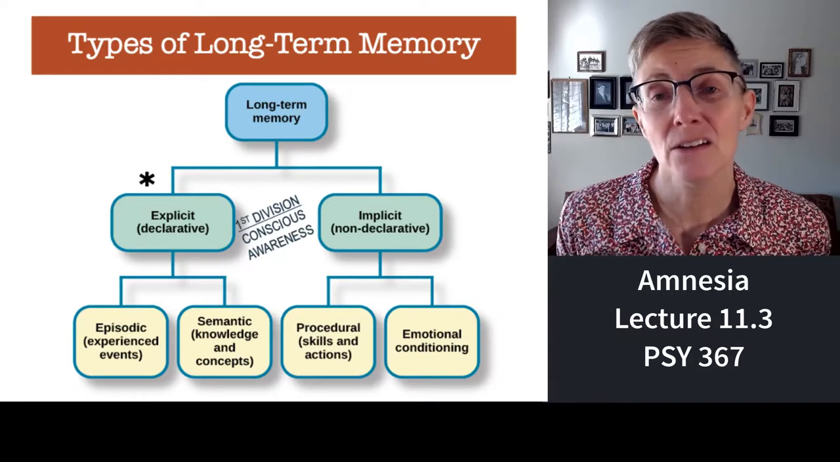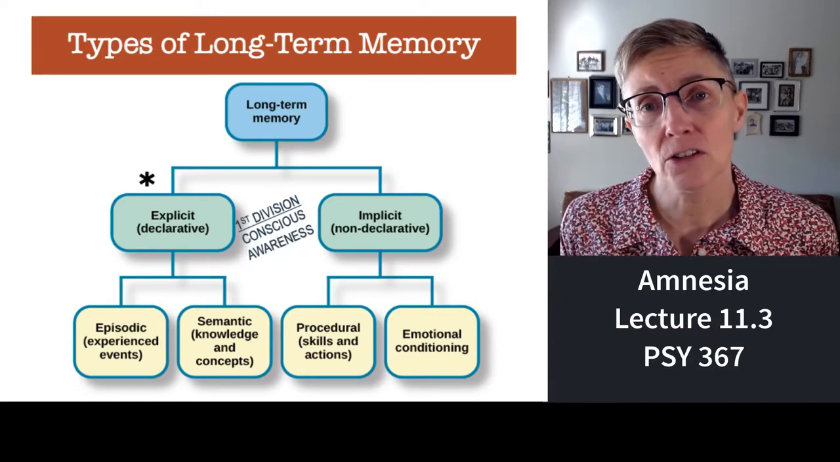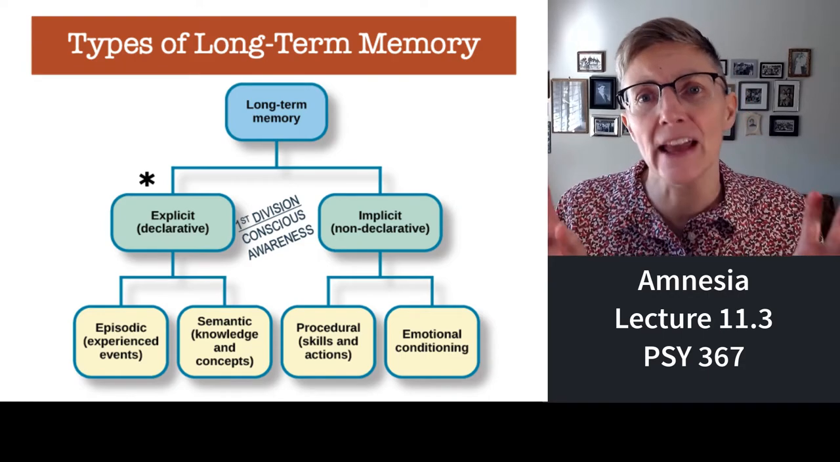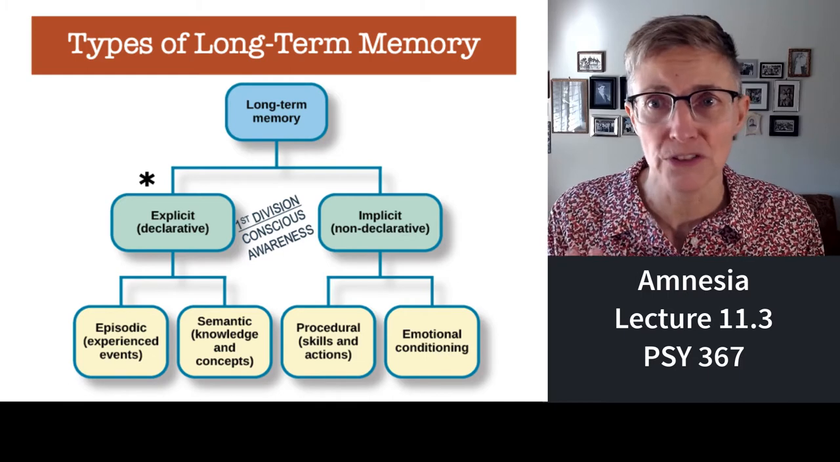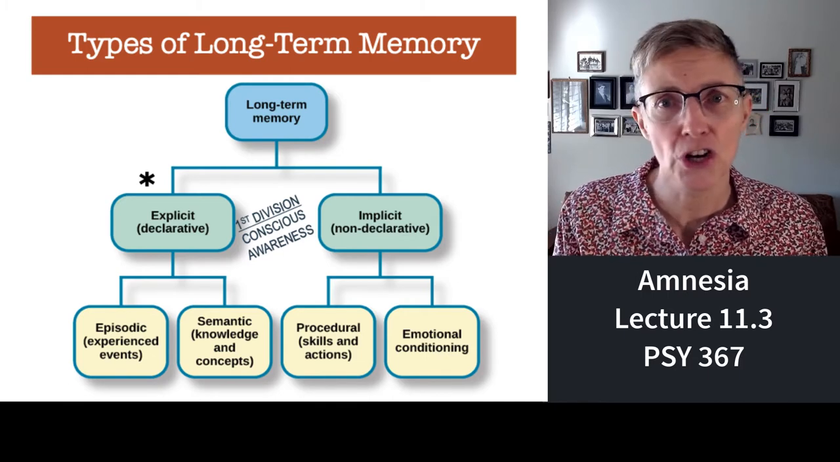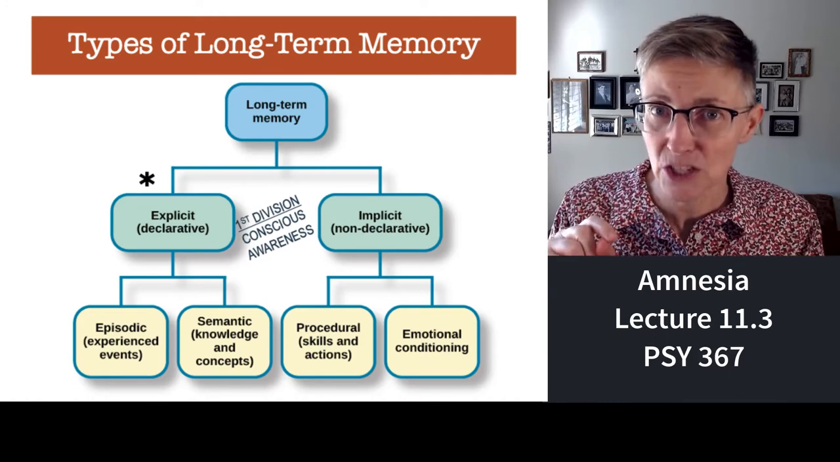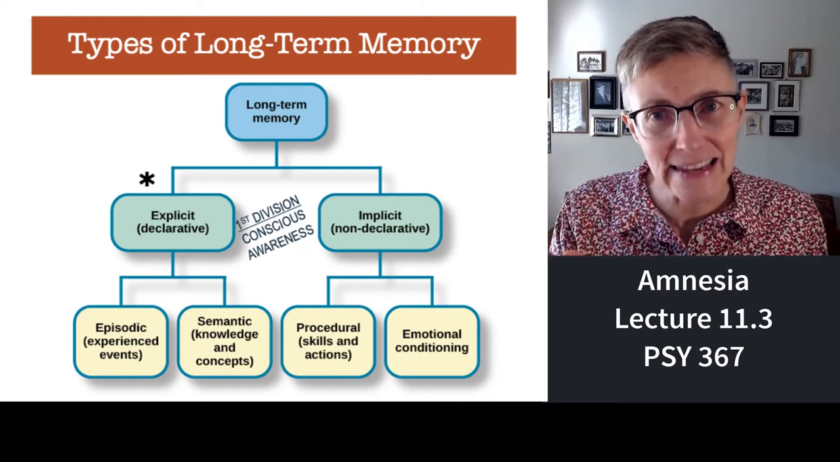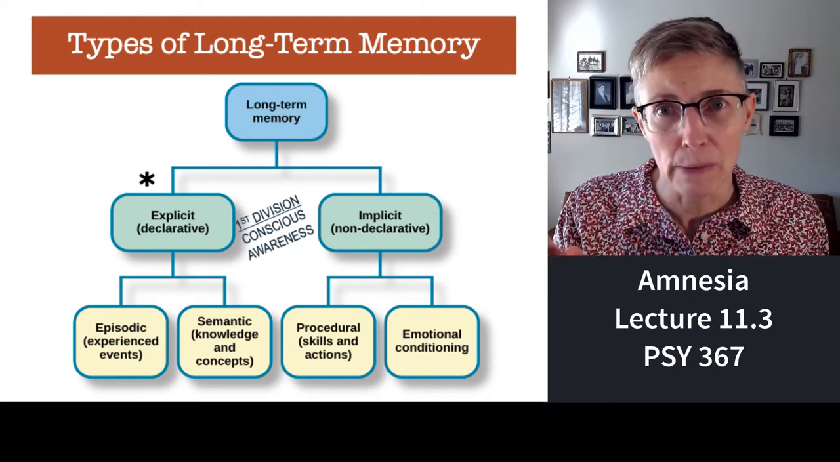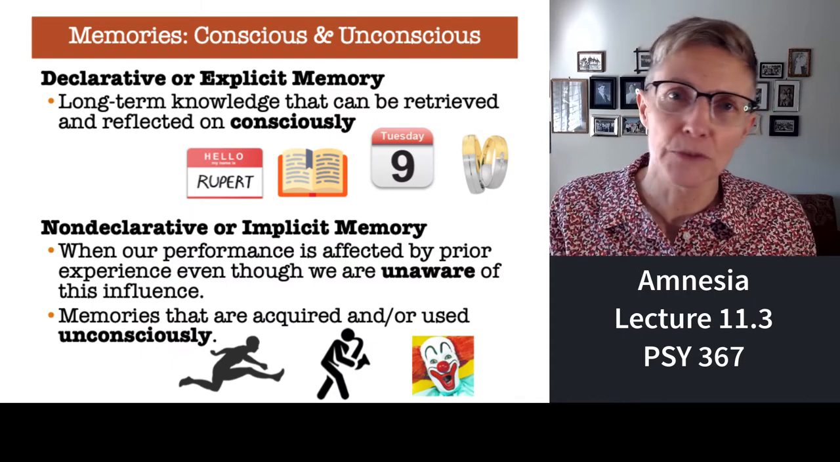Okay, welcome back to long-term memory. There are many different types of long-term memory. The first division is to take long-term memory and break it into two categories based on whether people are consciously aware of the memories or not. So you can see in this chart, the very top is long-term memory, and then it breaks down into explicit memory, which is your memories you're consciously aware of, and implicit memory, which is memories that you're not consciously aware of. So sometimes they're called declarative.